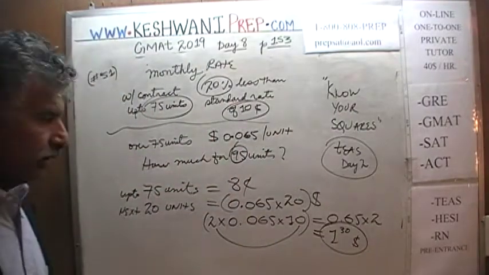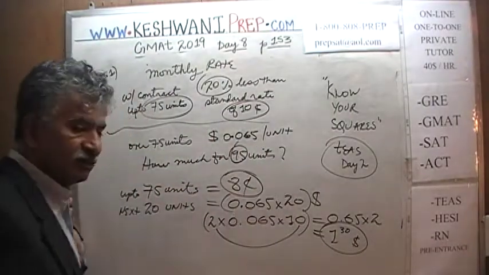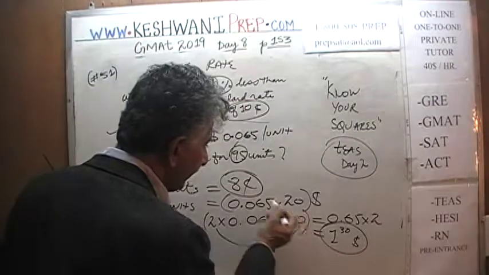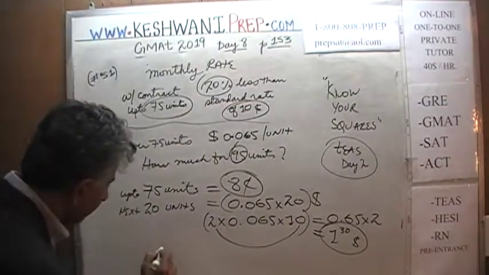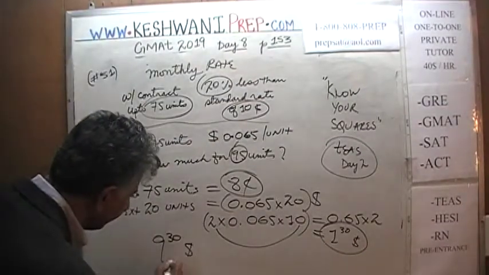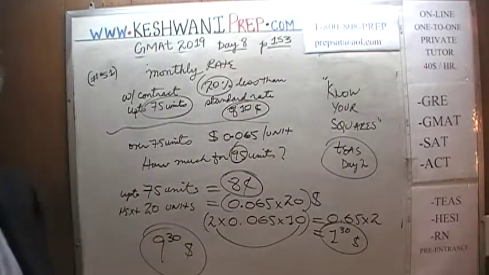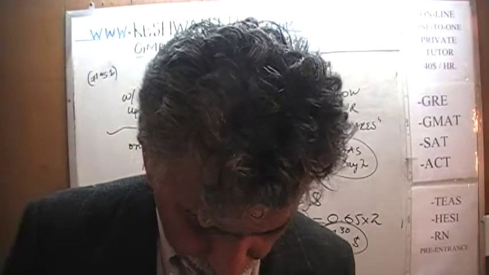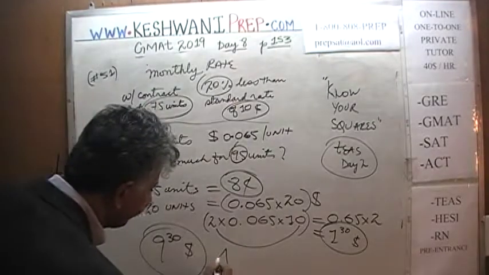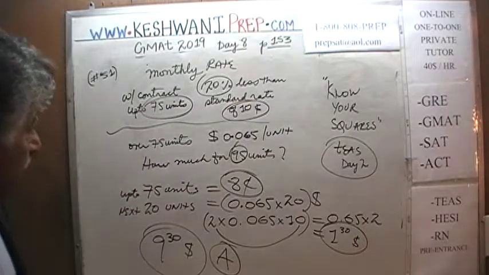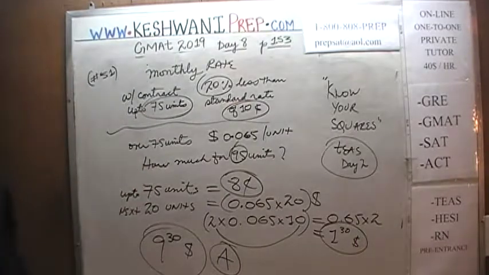So how much altogether? $8 for the first 75 units, $1.30 for the next 20 units. Altogether, we're going to end up paying $9.30 to use 95 units, however you define units. And that's answer choice A. Let's move on to 52, shall we? I need a quick break.